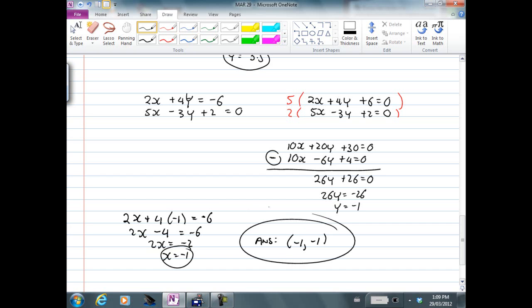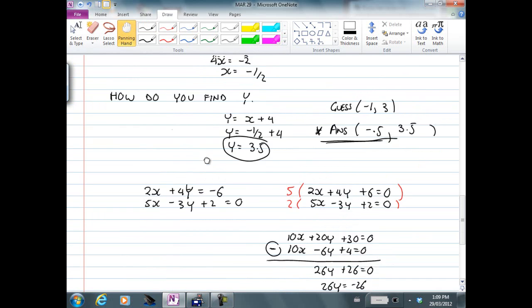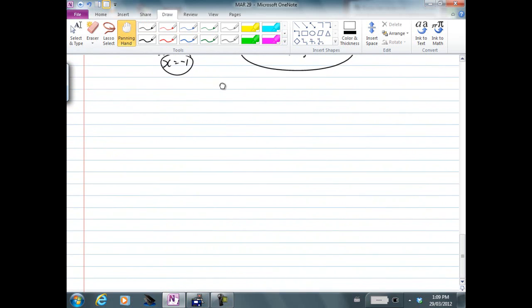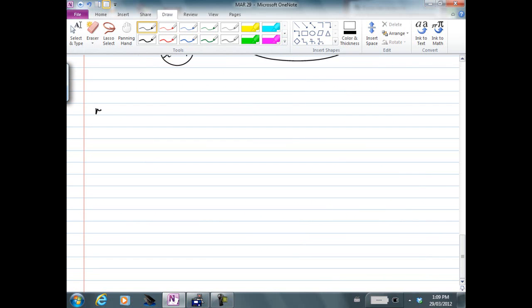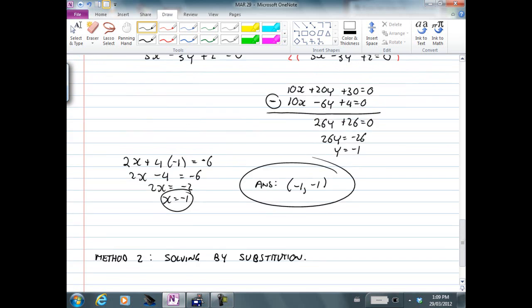Guys, gals, voila. This is called elimination. But I said there are two ways of solving this. One is elimination. The second method is called method 2. Method 2 is actually called solving by substitution. Here's how you do method 2.